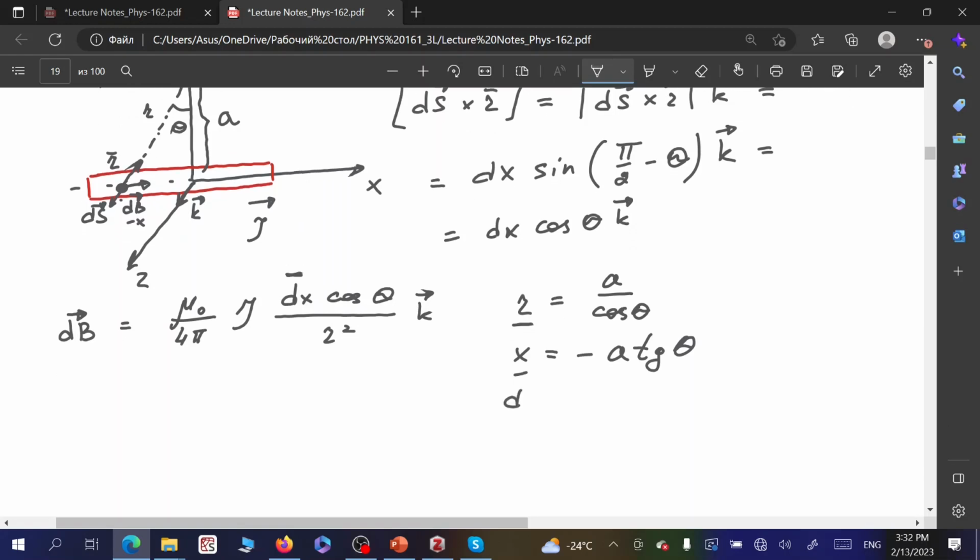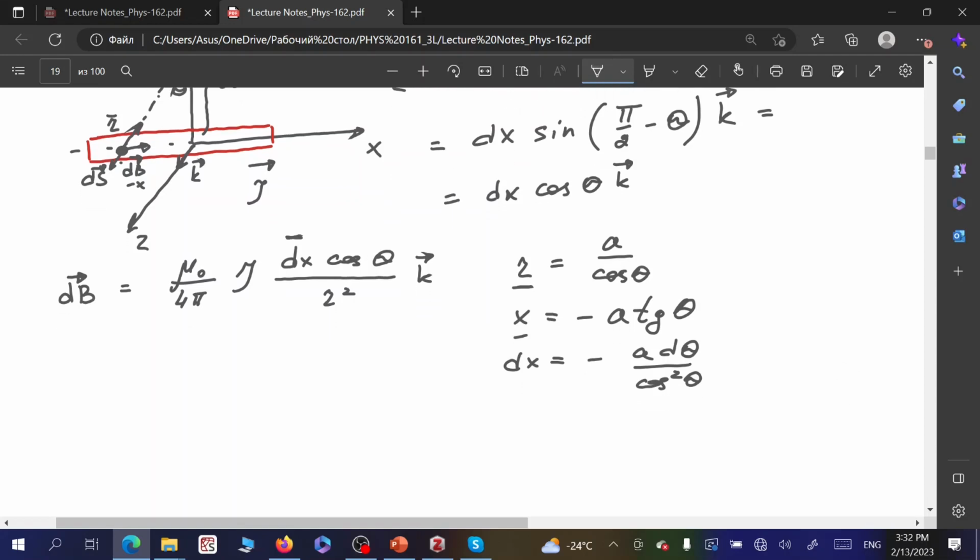So dx will be equal to minus a times d theta divided by cosine squared theta. So we take the derivative of a times tangent theta. The derivative of tangent theta gives us 1 over cosine squared theta, that's from the table of derivatives, and multiply by the derivative of the independent variable, d theta, in order to get this differential dx.